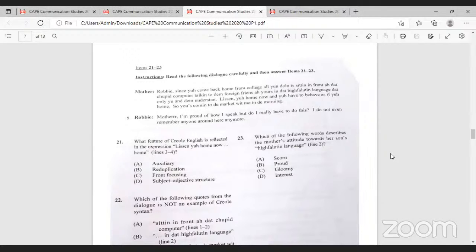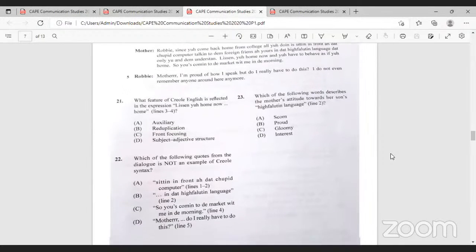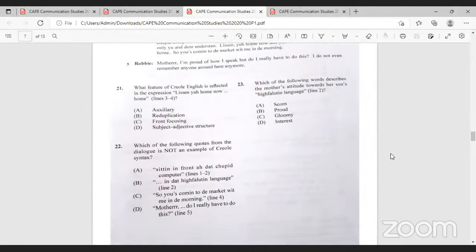22, which of the following quotes from the dialogue is not an example of Creole syntax? Sitting in front of that stupid computer in that highfalutin language, so you was coming to the market with me in the morning, or mother, do I really have to do this? 22 should be straightforward. D.